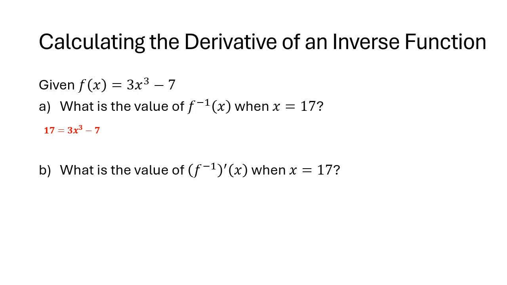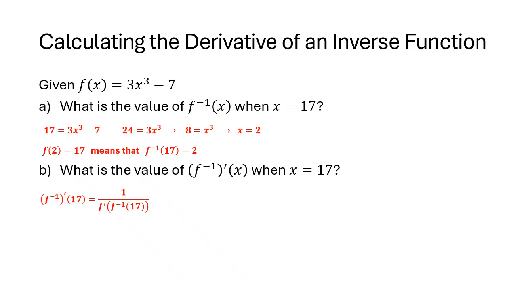This results in the equation 17 is equal to 3x cubed minus 7. Solving this means adding 7 to both sides, dividing by 3, and then cube rooting, which results in a corresponding x value for the function of 2 when the input to the inverse is 17. So 2 and 17 correspond. So f of 2 equals 17 means that f inverse of 17 is equal to 2, and we will be using this to calculate the derivative of the inverse when x equals 17.